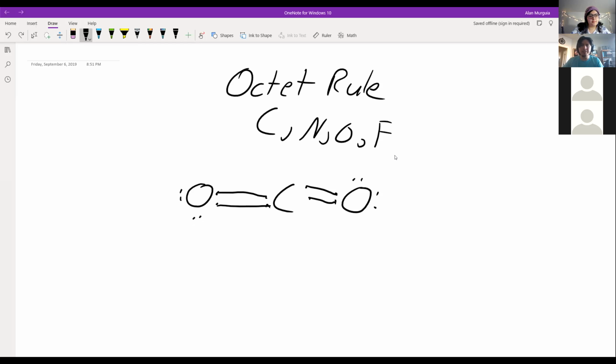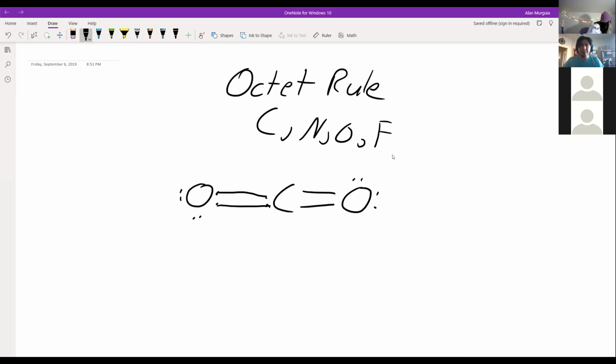Now, is carbon completing the octet right now? No. Is it? Wait. So let's count them. We have a line here, which is a pair, so that's 2. Oh, yeah, it does. It's my bad. That's okay. So we have 2, 4, 6, and 8. So now we have all of our atoms that need to follow the octet rule following the octet rule. Let me just clean this up real quick.